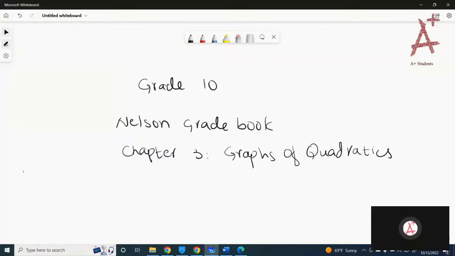So please make sure you have your book so that you can follow the topics we are working on. And the topic we are working on is properties of graphs of quadratic relations.